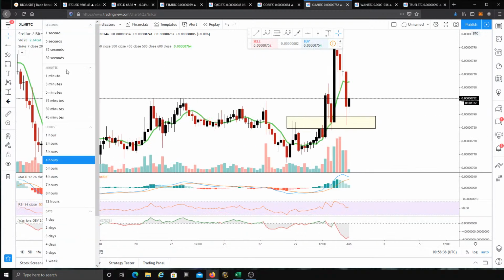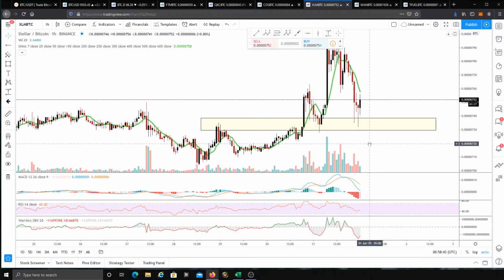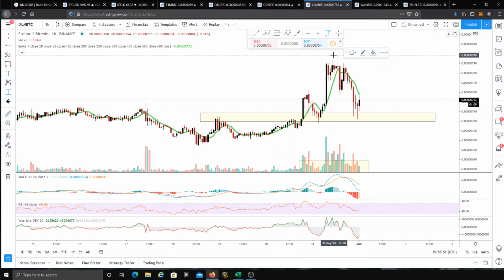How's my XLN doing? Damn it, that popped. That bounced. See, I wanted to get that down there. Okay, so again, here we had our support zone laid out. We dipped into our support zone, and it got a nice pop.